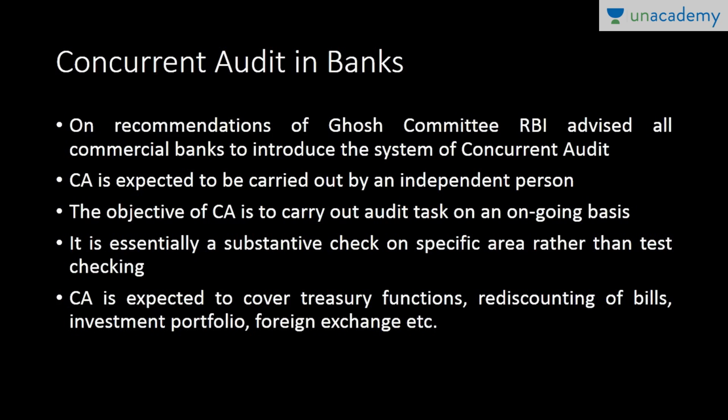But in the concurrent audit system, it is essentially a substantive check on specific key areas, be it treasury function, rediscounting of bills, or investment portfolio. What are these terms? We'll be discussing them in later chapters, along with foreign exchange, etc. So the concurrent auditor will do a substantive check on these key areas, and whenever any irregularity is found by the concurrent audit, how will he or she report?